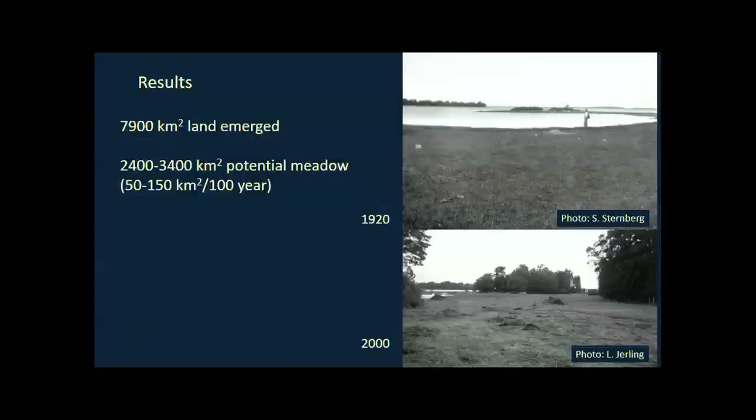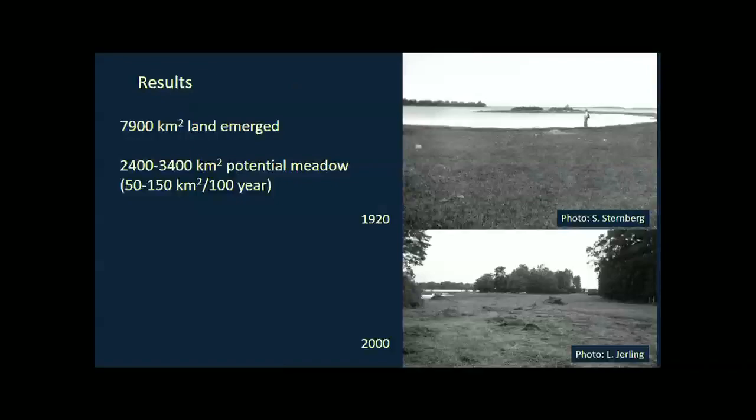So in our landscape model, we could see that almost 8,000 square kilometers of land emerge out of this. More than 2,000 square kilometers are potential meadow. So about 50 to 150 square kilometers come up every 100 years. And as you can see from this image, it's from the same place, and the man standing at the top, you can see almost like a small island. So that's actually the same area as this small woodland up there. So even in 60 years, these are quite substantial changes.